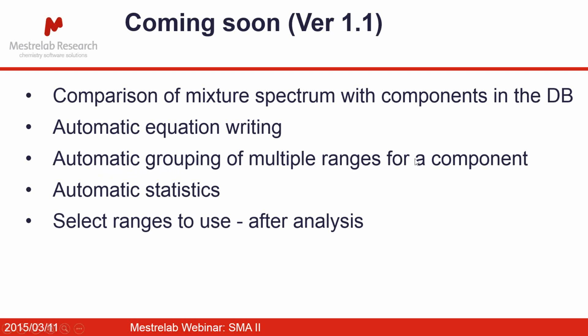So there's automatic grouping of multiple ranges. So you remember that for the catechin I had one region and a second region, and these can be automatically grouped rather than considering them to be individual compounds. So this greatly facilitates things, and it makes things more tidy, and it also facilitates the statistics, because you can work out the average and the standard deviation quite easily for those particular ranges of a component. And you can select the ranges that will be used in the analysis after the analysis has occurred. So that will be coming up in the next few months. Hopefully this will be ready for ENC.